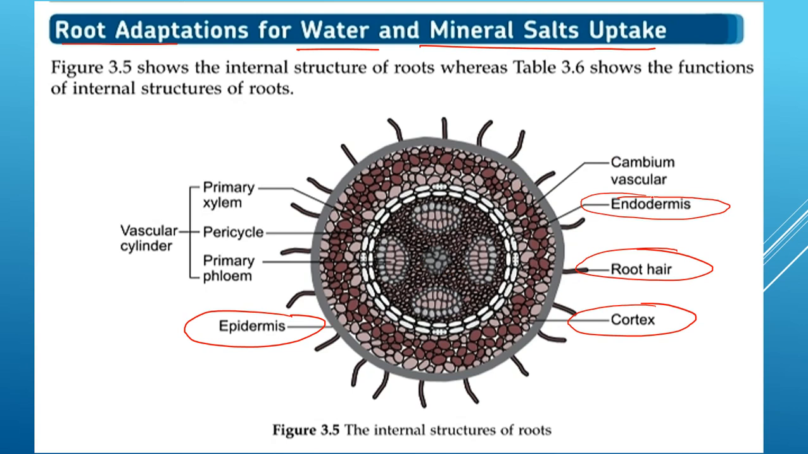Okay, endodermis. Yang di sini adalah vascular cambium. Okay, vascular cambium. So di sini kita ada primary xylem. Kemudian di sini kita ada pericycle. Kemudian primary phloem. Di sini kita punya primary phloem, di sini kita punya primary xylem, di sini kita punya primary phloem. Okay.